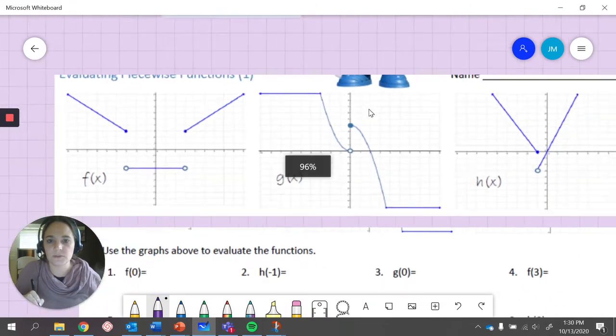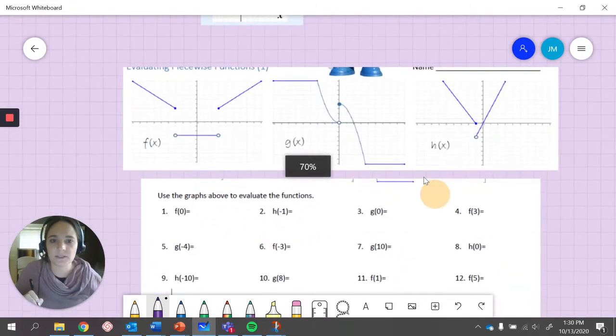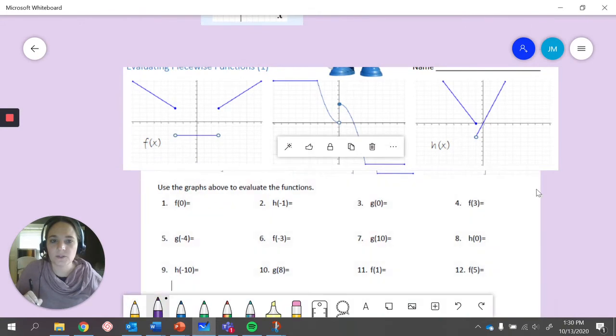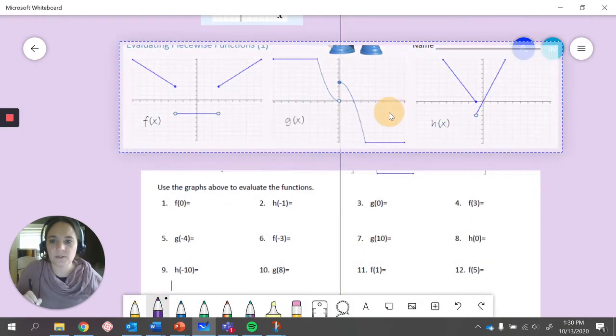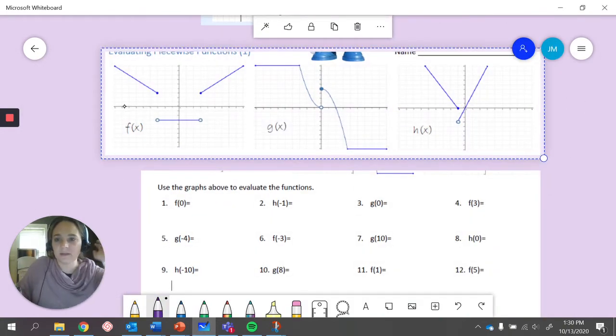Ooh, I'm zoomed in a lot. So this is a worksheet that I used to use in live class. So we're going to kind of look at it. Okay, so we have three different graphs. We have f of x, g of x, and h of x. And so they have different names, and down here we have different problems to do.